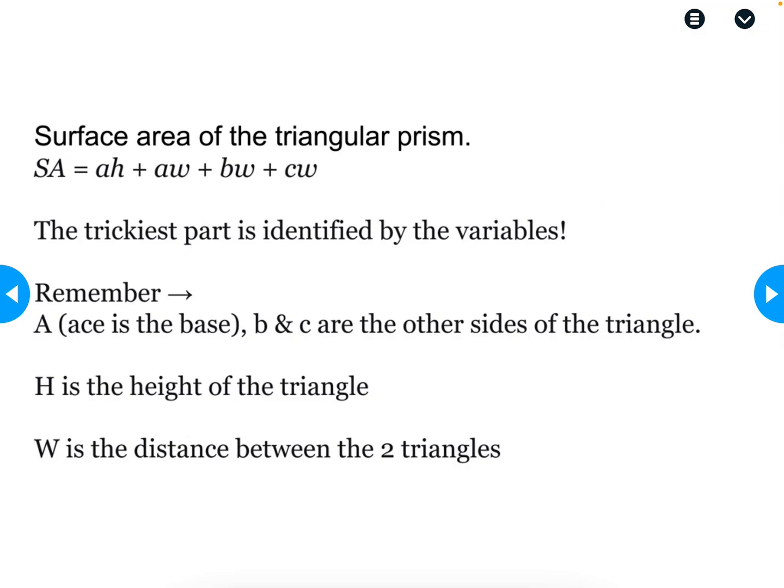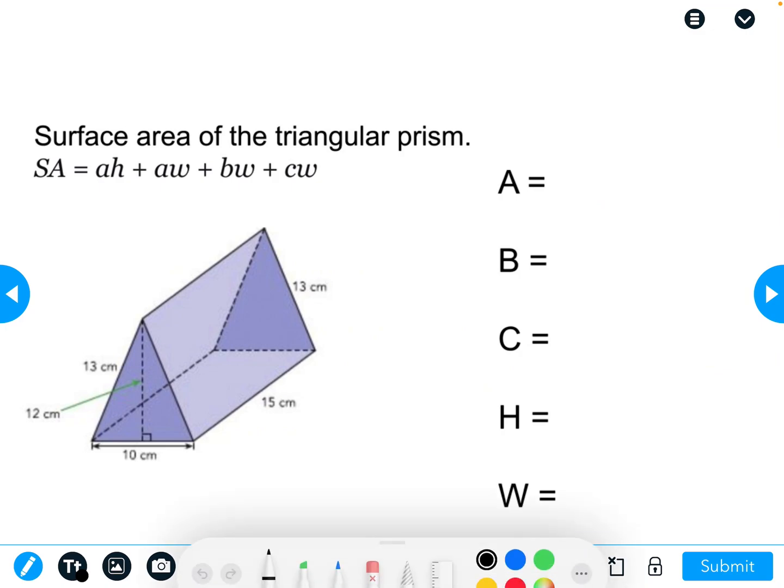A, B, and C are the triangle, first 3 letters of the alphabet. The tricky part is A is representing the base. So remember, ACE is the base. H, like every other formula we've dealt with, H is the height, and W is the width, the distance between the 2 bases. Think of an accordion opening and closing. The width is the distance between those 2 triangles.